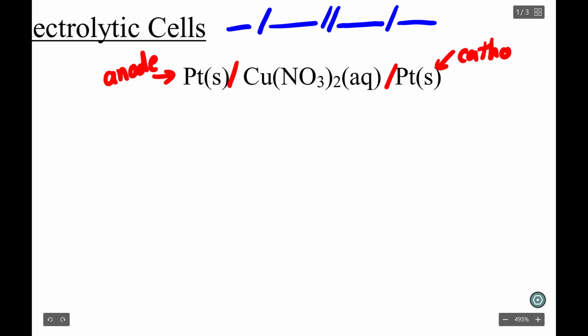Now, a lot of the time, our electrodes are inert. So we'll see a lot of questions with platinum or carbon as the electrodes. Now, the part through the middle is still our electrolyte.